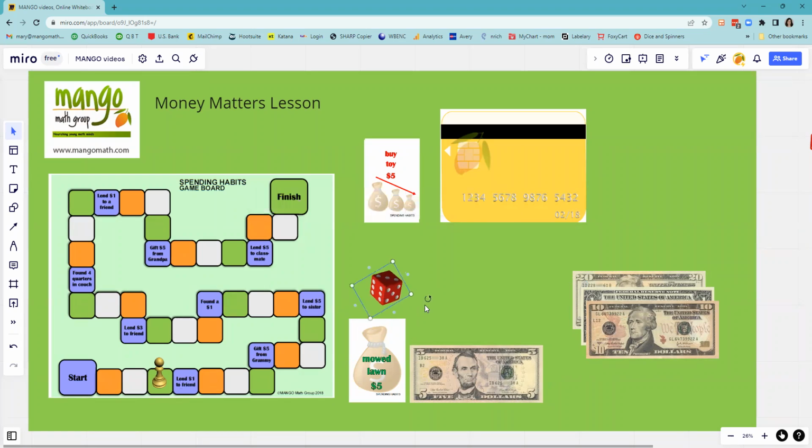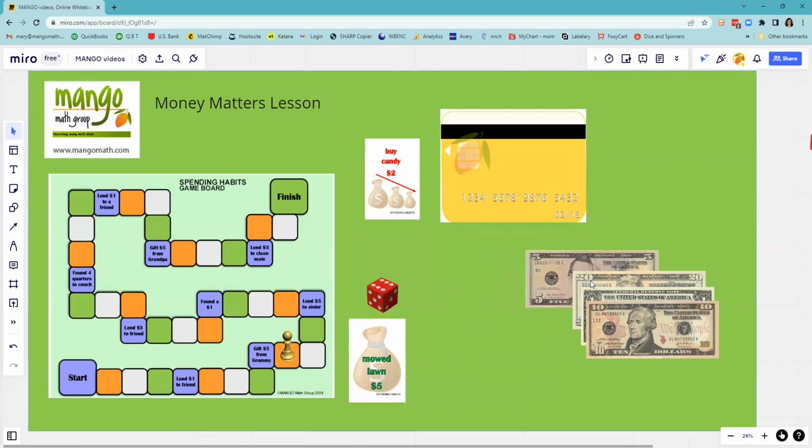The other players will take their turns, and then it comes back to the original player. That player will spin again. Let's say he spun a 6 and moves 6 places. 1, 2, 3, 4, 5, 6. He has not landed on a space that has any writing on it as yet. So they landed on this orange. They will get another card, and it says that they will buy a toy for $5. So they're going to give that $5 they've earned back to the bank.